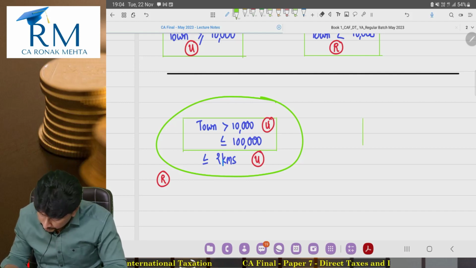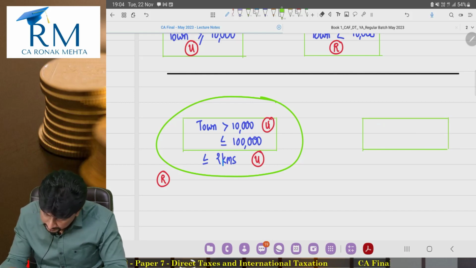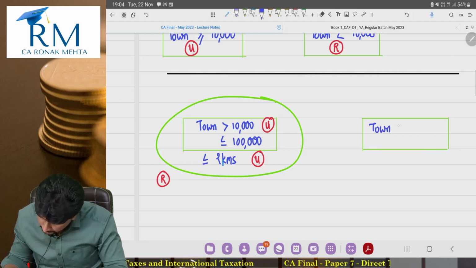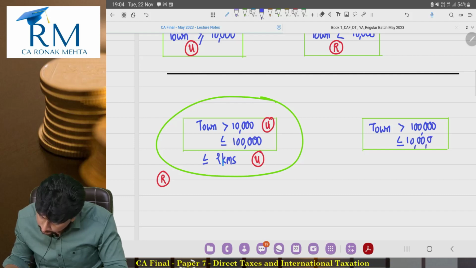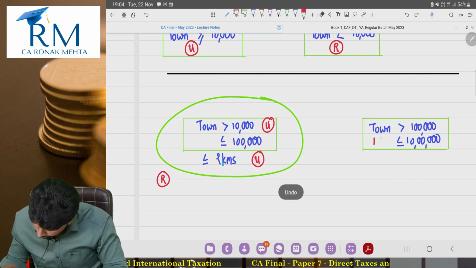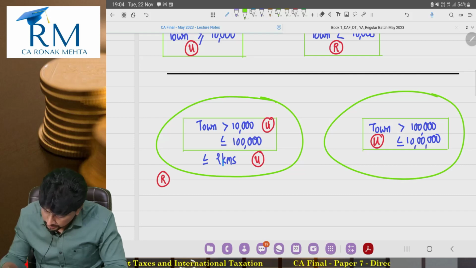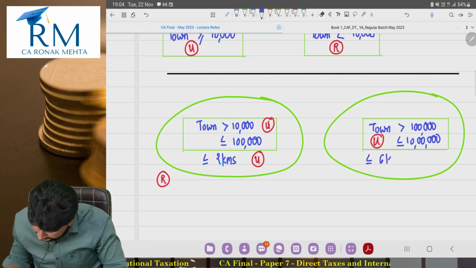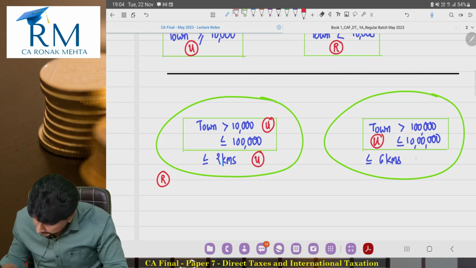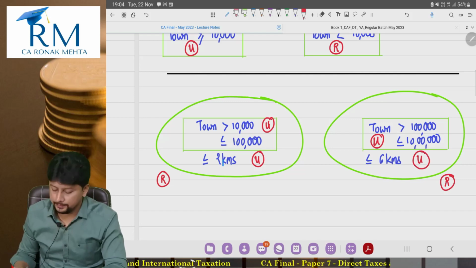If there is a town where the population exceeds 1 lakh but does not exceed 10 lakh, obviously this place is urban area, but from the limits of this place, a distance of 6 kilometers is treated as urban area, and beyond 6 kilometers is treated as rural area.